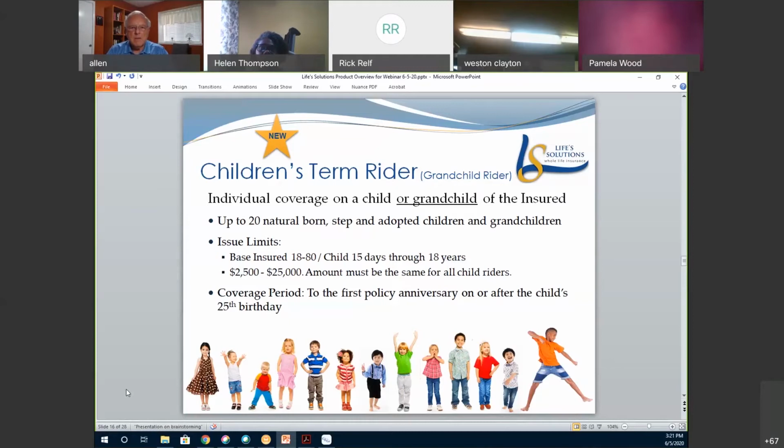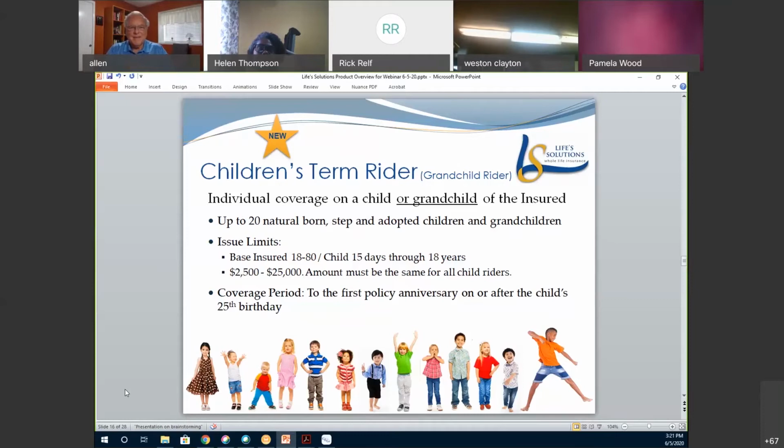Individual coverage on a child or a grandchild. You can put up to 20 natural born, step, or adopted children and grandchildren on this policy. And I've seen cases where we'll get in 15, 18, 20 children or combination of children and grandchildren on a policy. Now, it's issued while the insured is between the ages of 18 and 80.